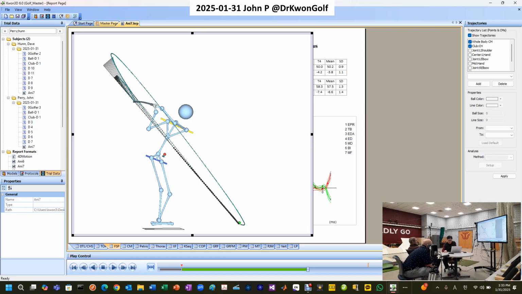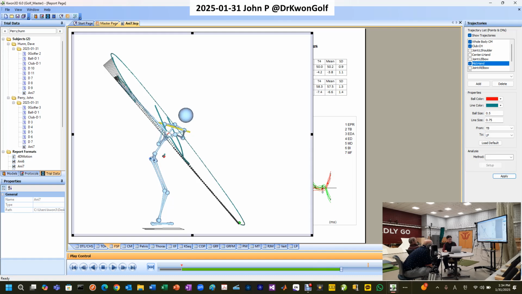Let me add the hand path here. So from here, you're pulling the handle down, and then you have the hand path more directly at the ball. So you see the hand path is about 9 to 10 degrees steeper than the swing plane. So we expect the steeper swing plane here.